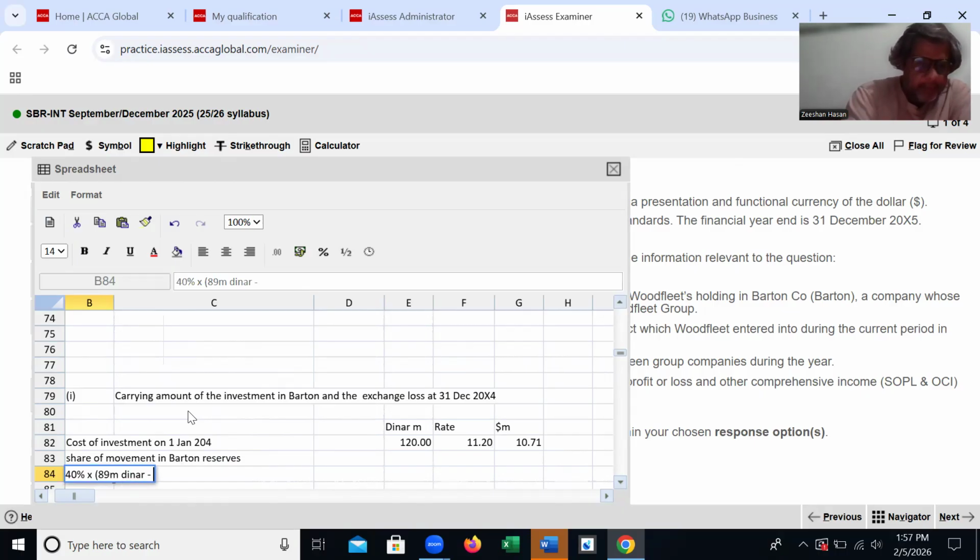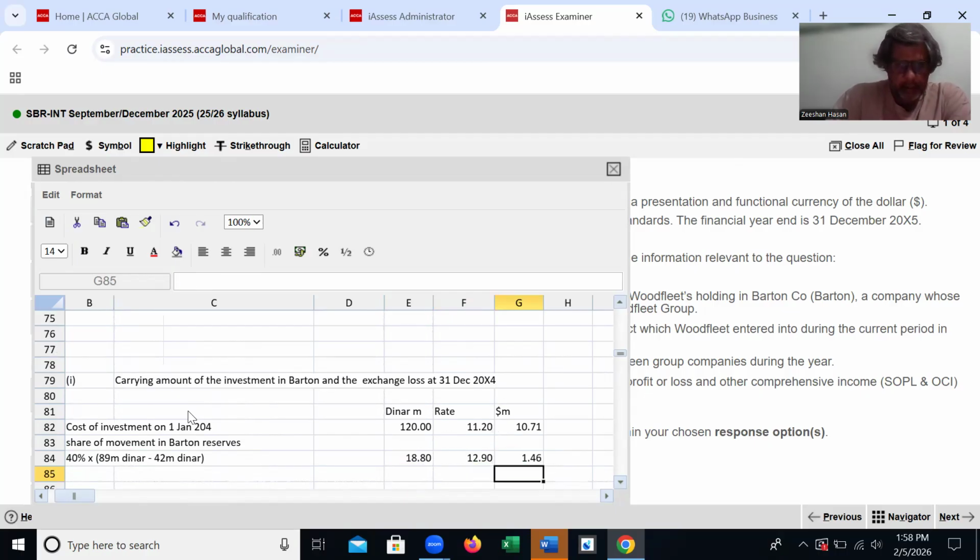Reserves, so 40% into how much we had, 89 million dinar, 40 million dinar, 18.80. So it is 1.46.